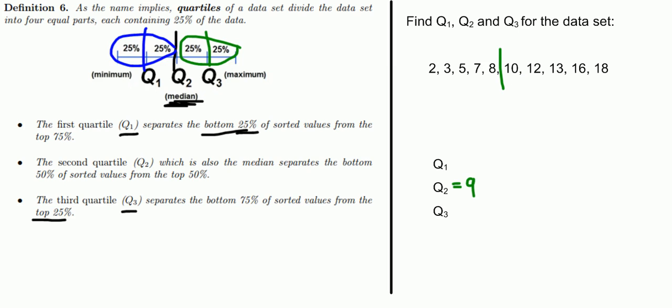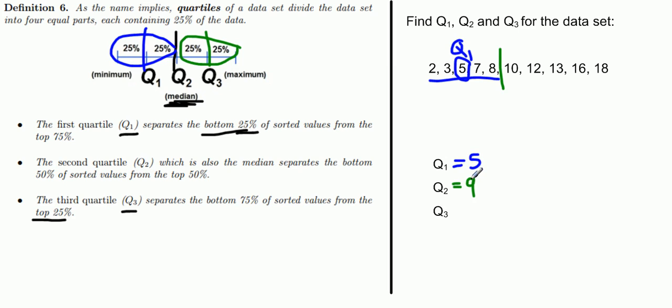Now to find Q1, we're going to look at this bottom half of data. We're going to pretend that the rest isn't even here right now. And we ask ourselves, if I had a list of 5 numbers, where would the middle be? Well, if you have 5 numbers, there would be 2 in the bottom half, 2 in the top half, and the median would be right in the middle. So that's going to be my Q1, because it's the middle of the bottom half. So my Q1 will be 5.